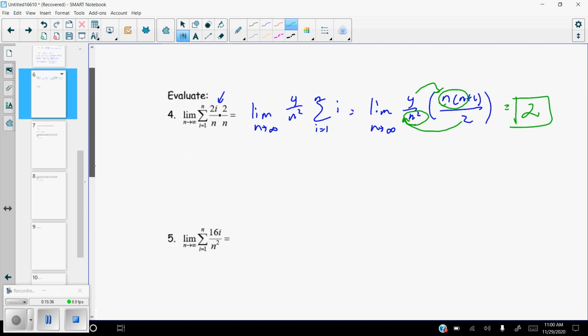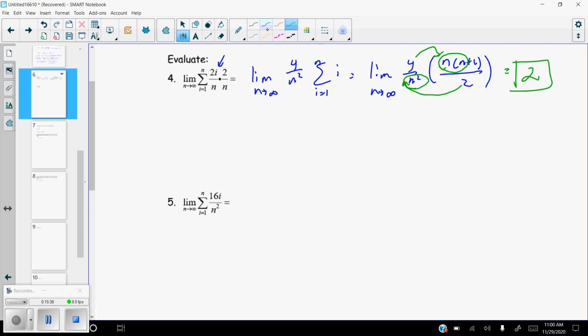Okay, let's try one more of those just to make sure that hopefully makes some kind of sense. So we'll have the limit as n goes to infinity. Again, I can pull anything that doesn't have to do with the i out to the front. So I'm going to pull out a 16 over n squared. Sum of i goes from 1 to n. Again, we just did the sum of i, so we can do it again. So 16 over n squared, the sum of i is n times (n plus 1) over 2.